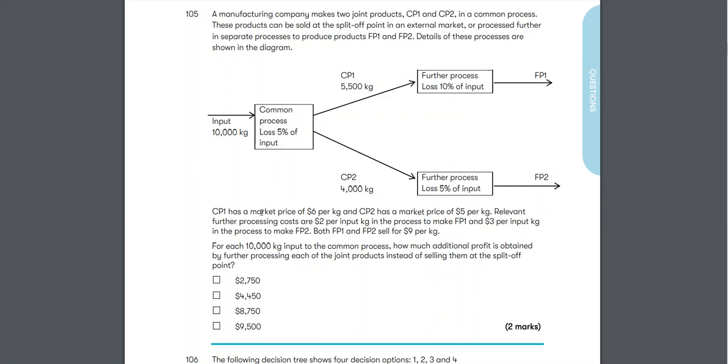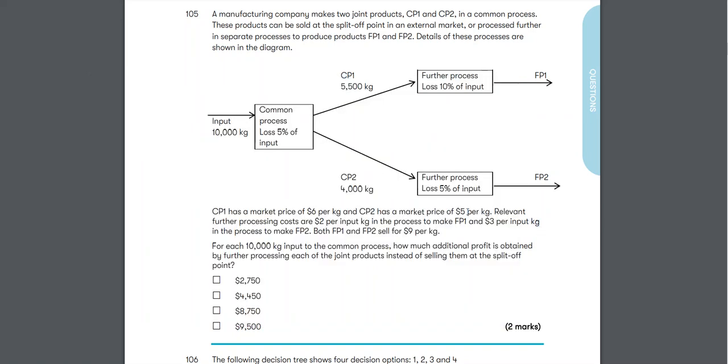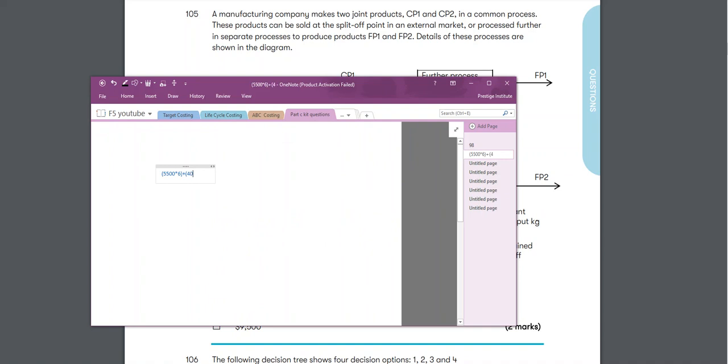Okay, current market price is 6 per kg for CP2, which is this one. Okay, CP1 has 6 and CP2 has 5. So if we sell it now, I will do both of them together because they didn't ask separately. So 5,500 multiplied by 6 plus 4,000 multiplied by 5. This is the current revenue that we can earn, which is 53,000.